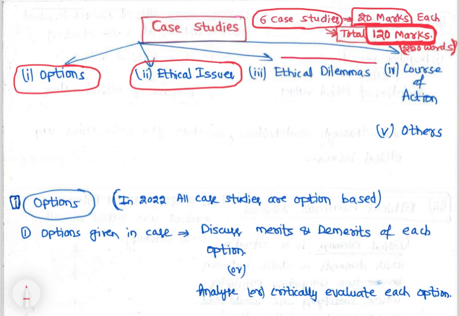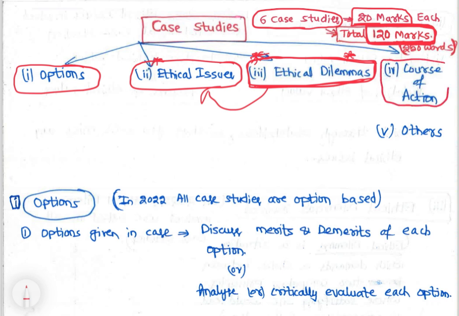Then there are ethical dilemmas. Ethical issues are different from ethical dilemmas. Many aspirants make the mistake that when a question is asked on ethical dilemmas, they write ethical issues. So we'll discuss what an ethical dilemma is and how you need to approach ethical dilemma based case studies. Then there is course of action.